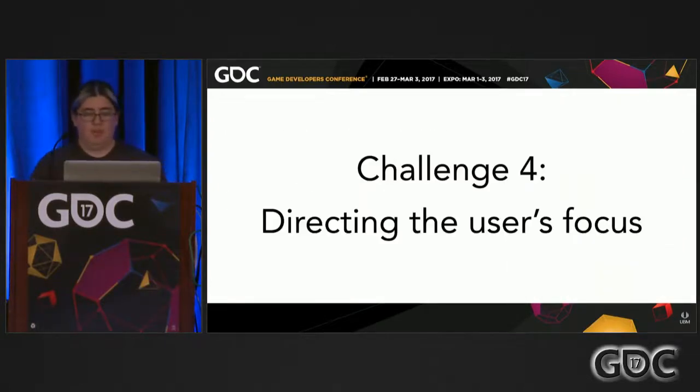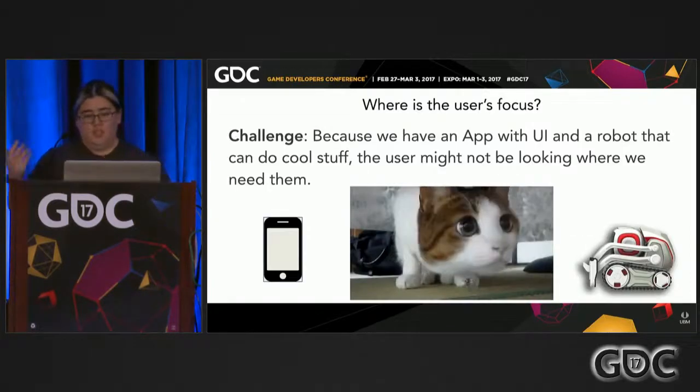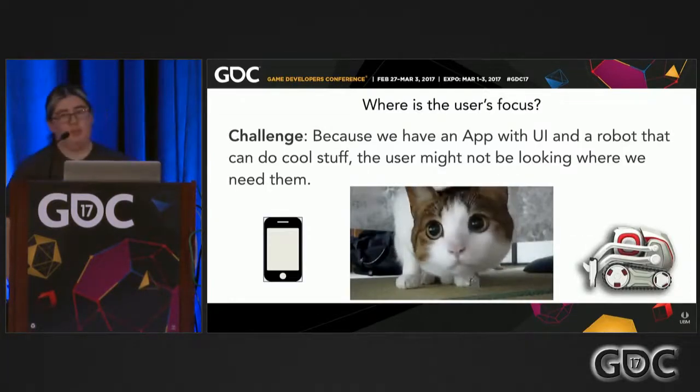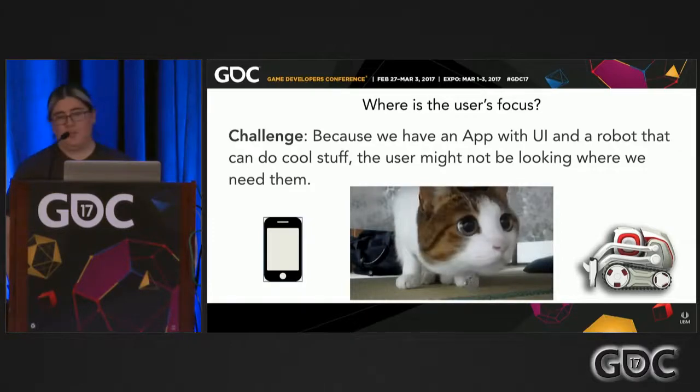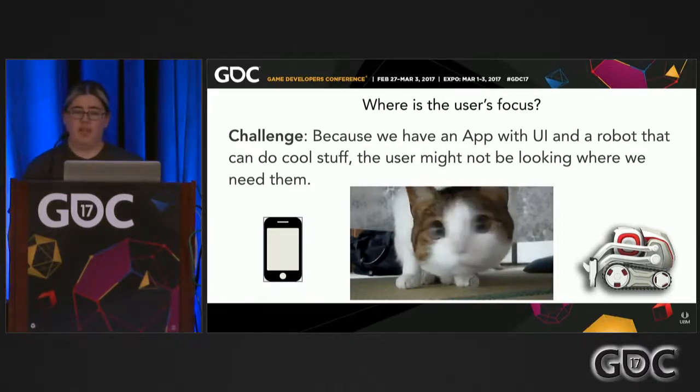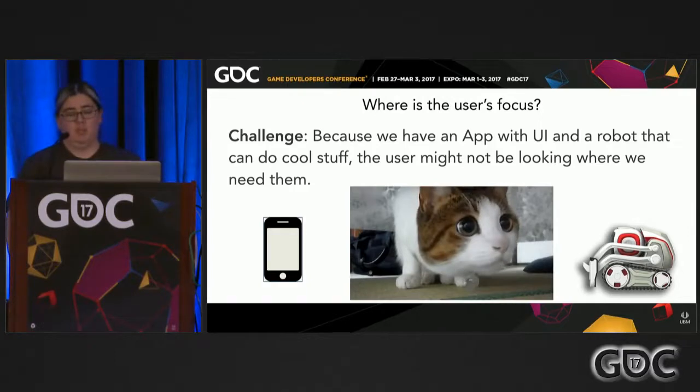So another big problem that's familiar in video games but slightly different in this context is directing the user's focus. We have a problem because we have two things we need the user to pay attention to sometimes. We have a phone screen and we have a robot. In other games I've worked on, you can pause or flash or highlight or drift some particles somewhere, and people will hopefully see what area of the screen you want them to look at.